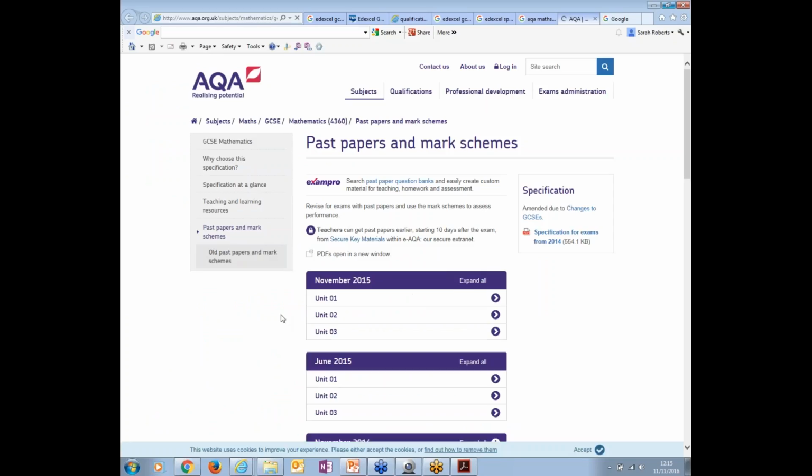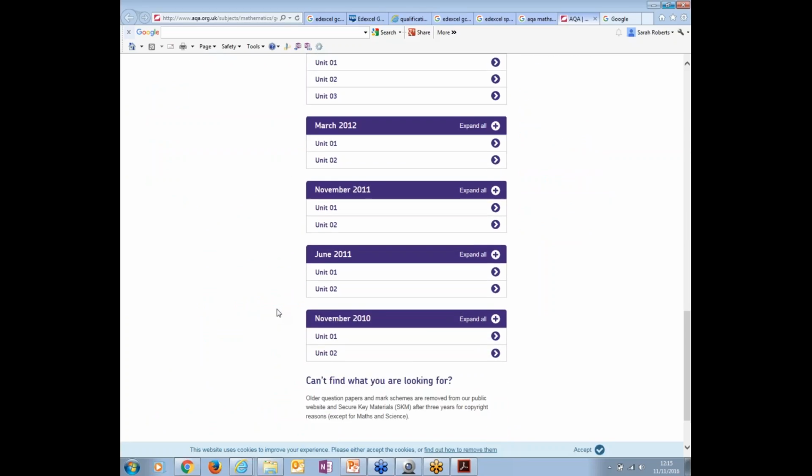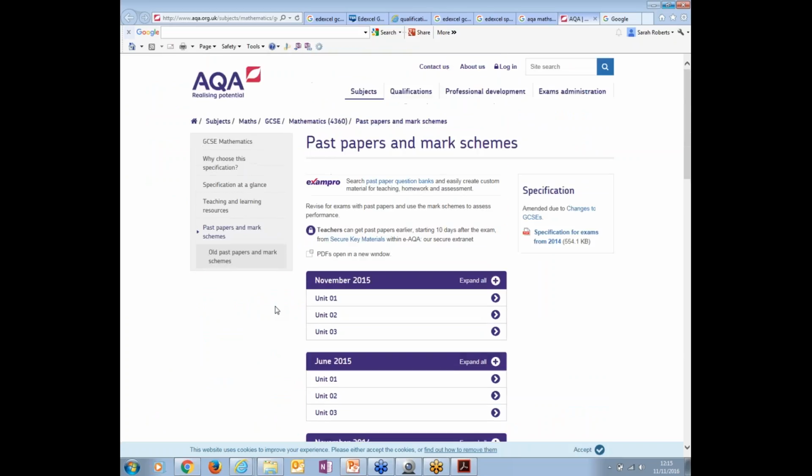So this is what it normally looks like, and they put up all the papers, and you can go in and see them. But the 2016 doesn't go up until sort of February, March, April time next year. So that's why it's really annoying at the moment. I still can't tell you what it was like because I wasn't in the school.